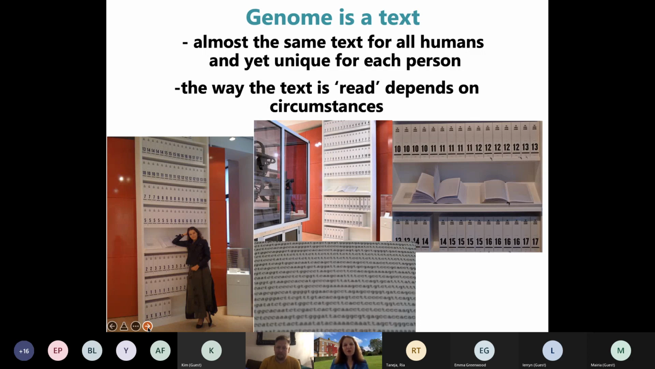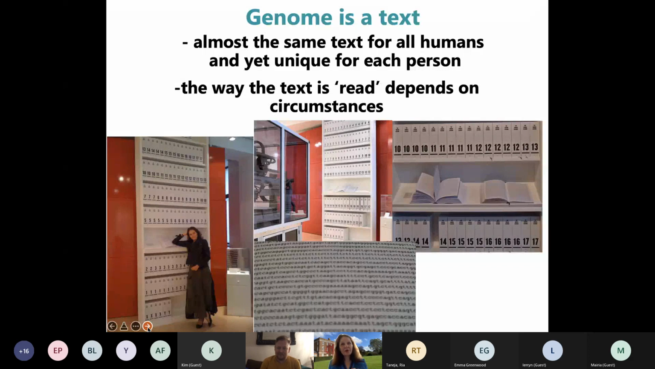Here, I'm showing you an exhibit from the Wellcome Trust collection in London, where this bookcase demonstrates the number of volumes that we would need to express all the DNA sequence that we have in every cell of our body. So it's a whole bookcase full of information that sits in every cell of our body. This is a lot of information. We are just beginning to learn to understand how DNA affects our behavior.